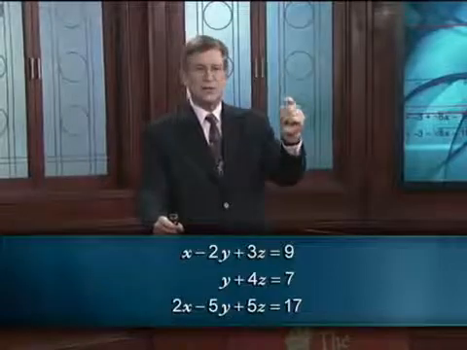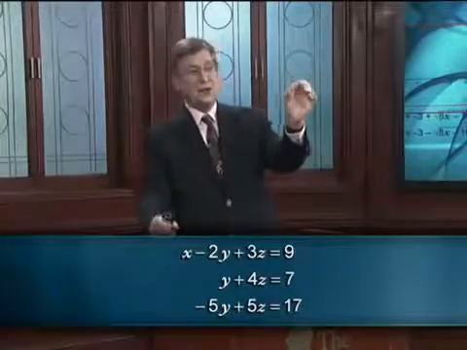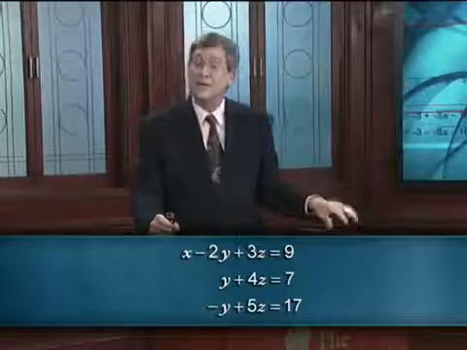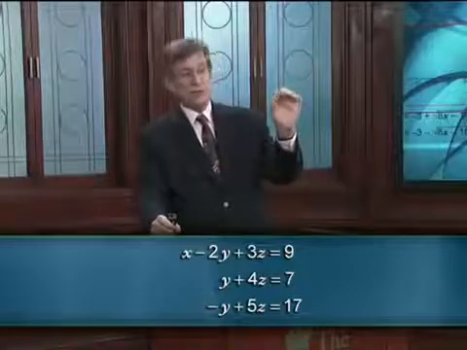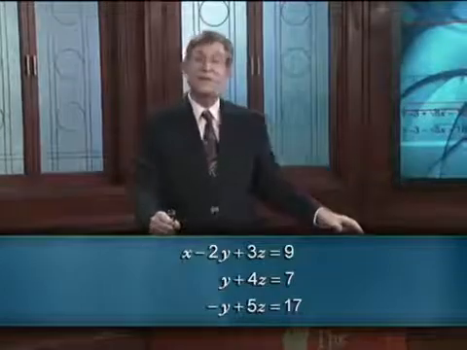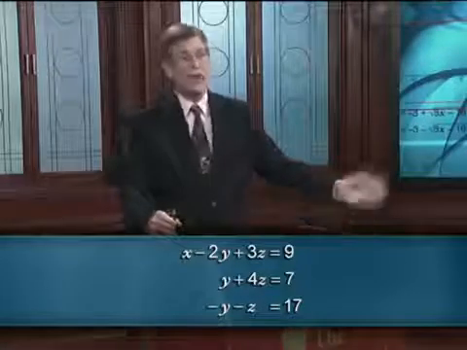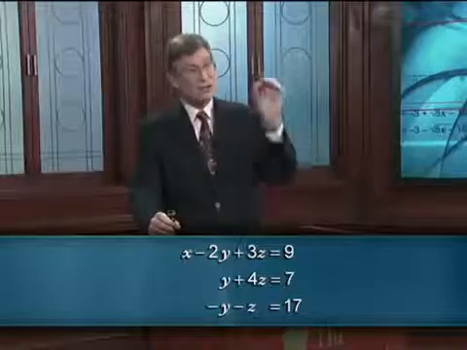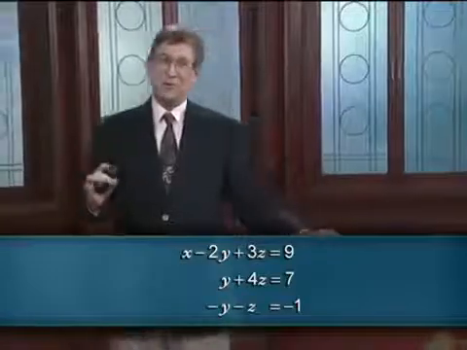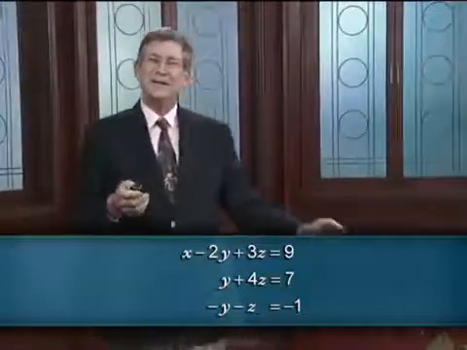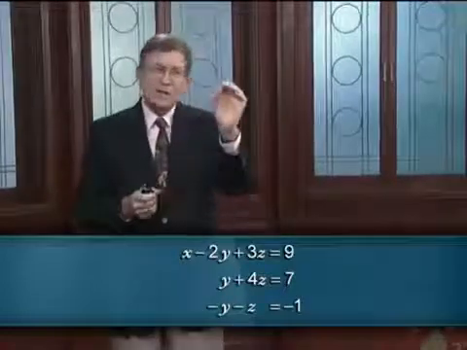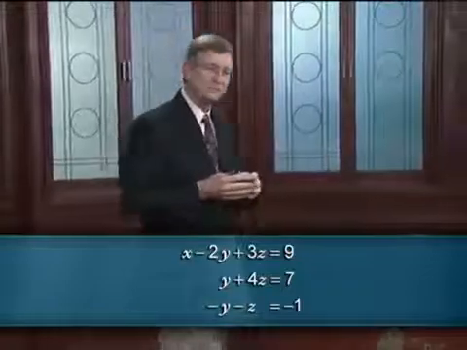Minus 2x plus 2x, goodbye x. Minus 2 times minus 2y is 4y, minus 5y leaves minus y. And now let's do the z's. Minus 2 times 3z is minus 6z plus 5z. That leaves minus z. The right-hand side, minus 2 times 9 is minus 18 plus 17 is minus 1. Whew. A lot of arithmetic. But look what we have here. This is a much better looking system than we started with. The x's have been eliminated in the second and third equations.